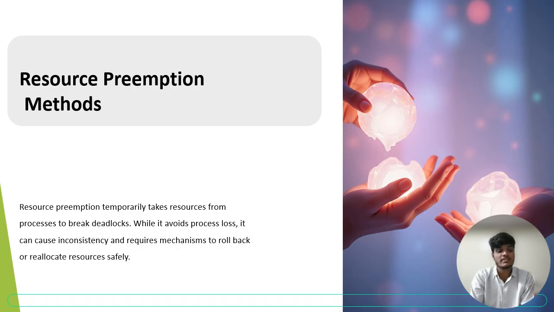Resource preemption methods. The second method is resource preemption. Here, we temporarily take resources from a process to break deadlocks. While it avoids loss, it can cause inconsistency and requires mechanisms to roll back or reallocate resources safely. So it is the second method, preemption.